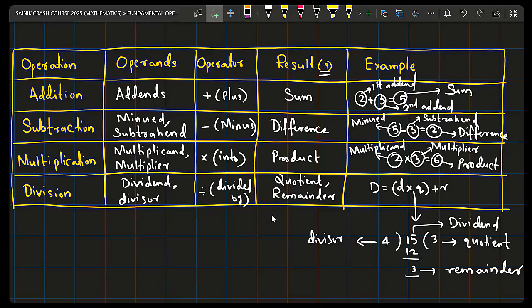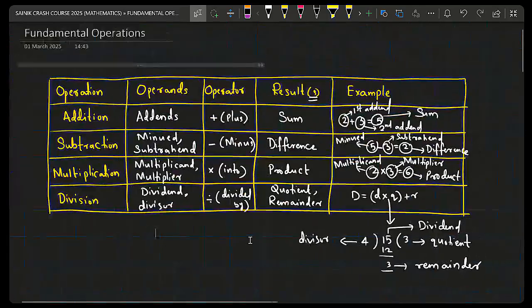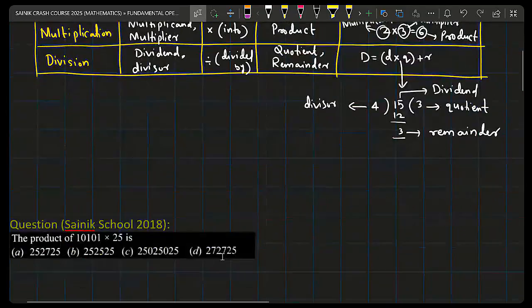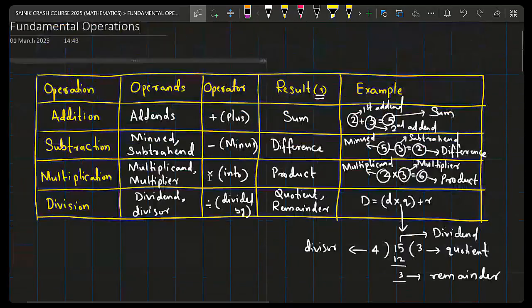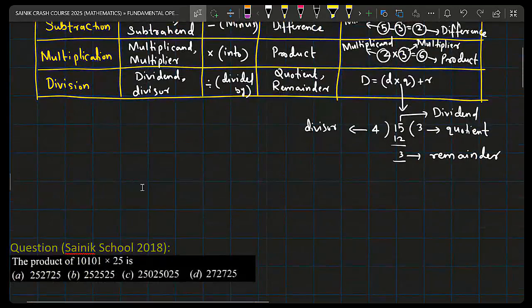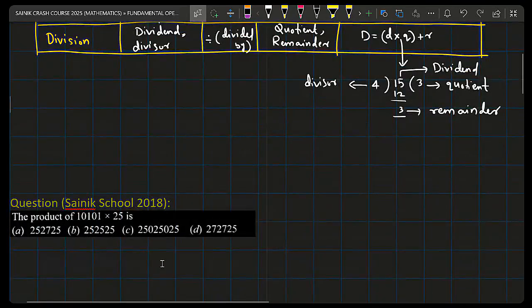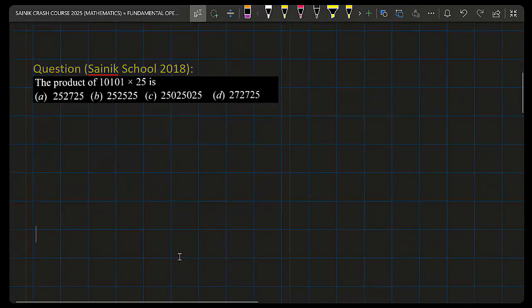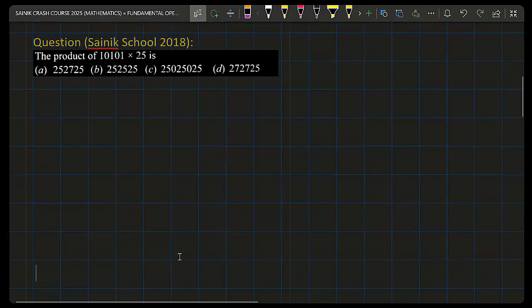Okay, I hope everybody copied this table and we'll move forward now. These are all the terms associated with that, and let's start discussing the problems based on this. This is your first question. This question came in 2018. The product of 10,101 into 25. If you want to give the answer, you can raise a hand now.